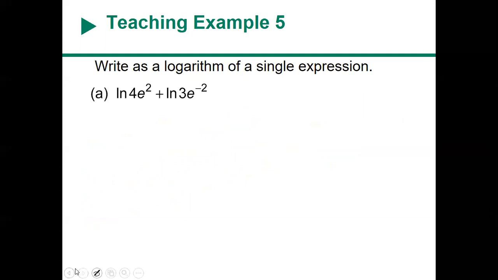All right, so now we're gonna go backwards. So we're gonna go from expanding to condensing. So how can we condense? What would be our plan of action to condense what we see here? What rules would we be applying?